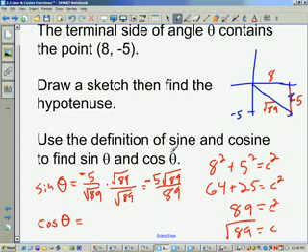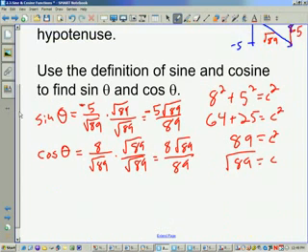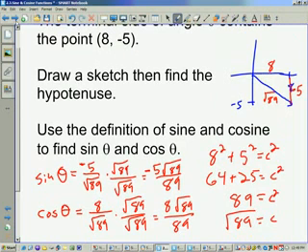Now if I do cosine, cosine is going to be my adjacent side, which is 8, over my hypotenuse, which is root 89. So if I do the same thing by multiplying root 89 on both sides, I'll have 8 root 89 all over 89. So I can find my sine and cosine at that point.